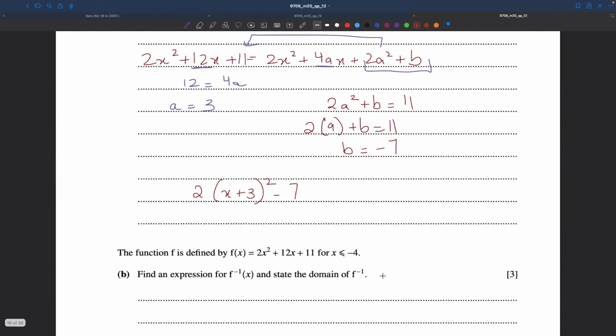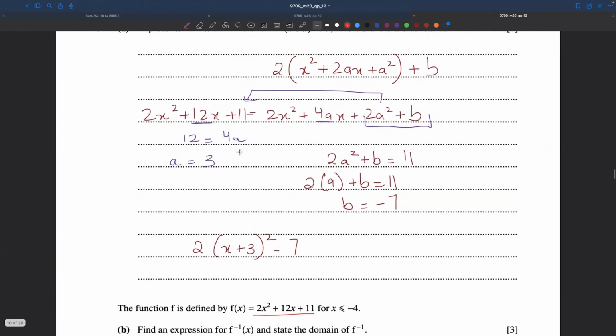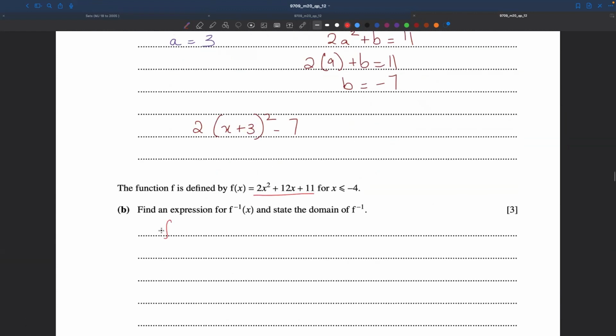Okay. Find an expression for f inverse of x. Now, finding the inverse function is exactly the same as what you did in O levels. But for A levels, the only difference is that if you have a quadratic term, the method will be the same. When we have to find the inverse of a quadratic function, we always bring it in complete square form. In part A, we already did that over here. So let's write f of x as 2 into (x plus 3) whole squared minus 7.